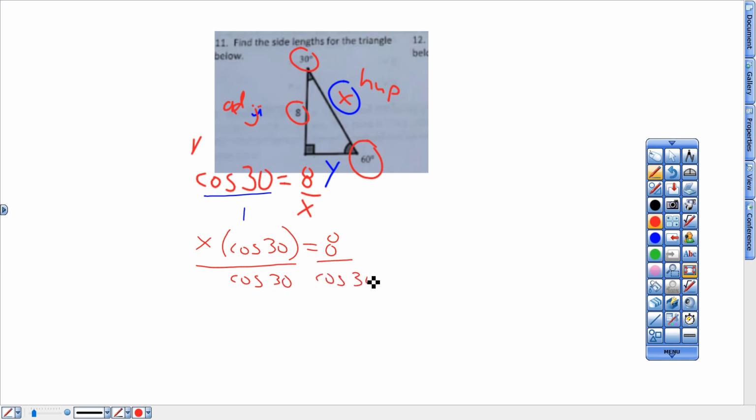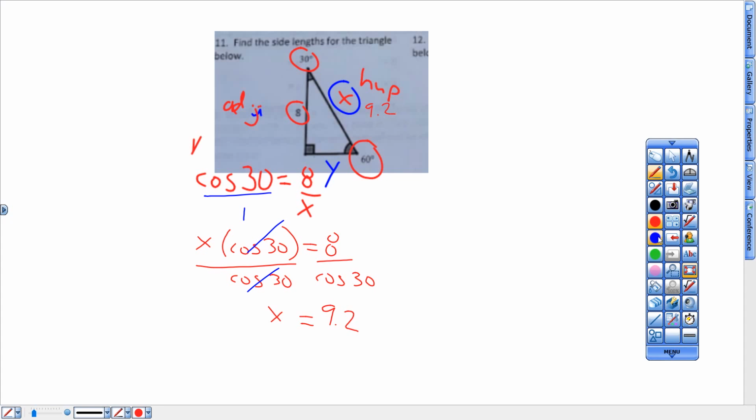So maybe solving for x using cosine wasn't a good idea, but I could still solve it. That gives me x equals, and then I use my calculator: 8 divided by cosine 30. That should give you about 9.2. And that makes sense because that is the hypotenuse. That 9.2 is longer than this 8, which it should be.